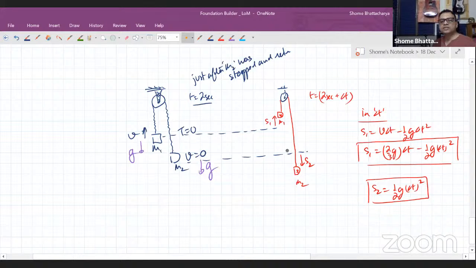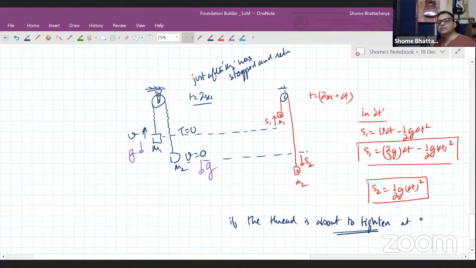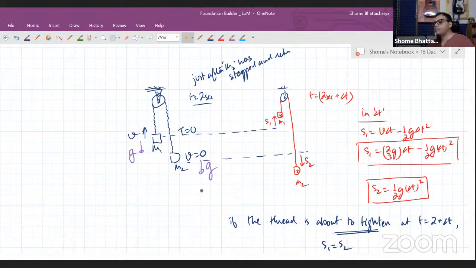Now if the string is just about to become tight again at 2 plus delta t, what should happen? S1 should be equal to S2, because this is the point when the string started becoming loose. From there, if this block goes up by a certain distance and this comes down by the same distance, the string will be ready to become tight again at that particular instant. So that is the condition we have to apply.